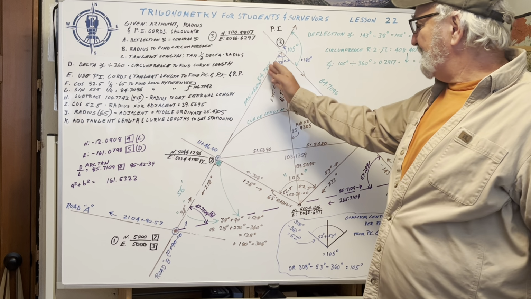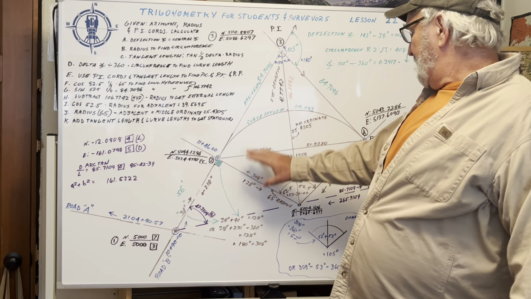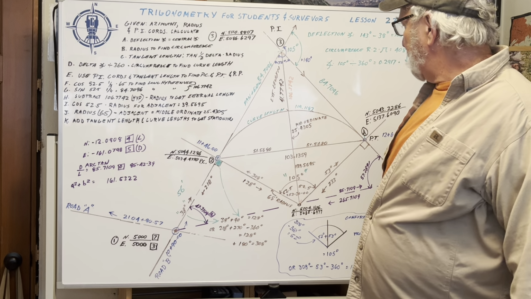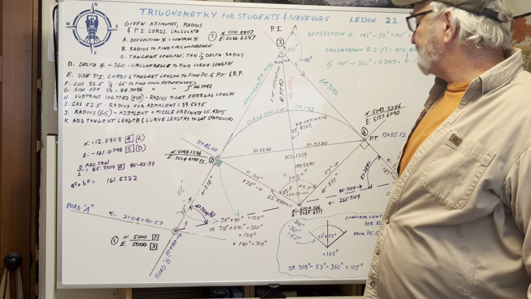Now, you measure back from this PI that length, and then that's where your PC is, or whatever calculations you happen to be working with. But that's the formula to find your PC. And then that curve will fit in here perfect. And then you can do the same thing for your PT, the same distance from here.